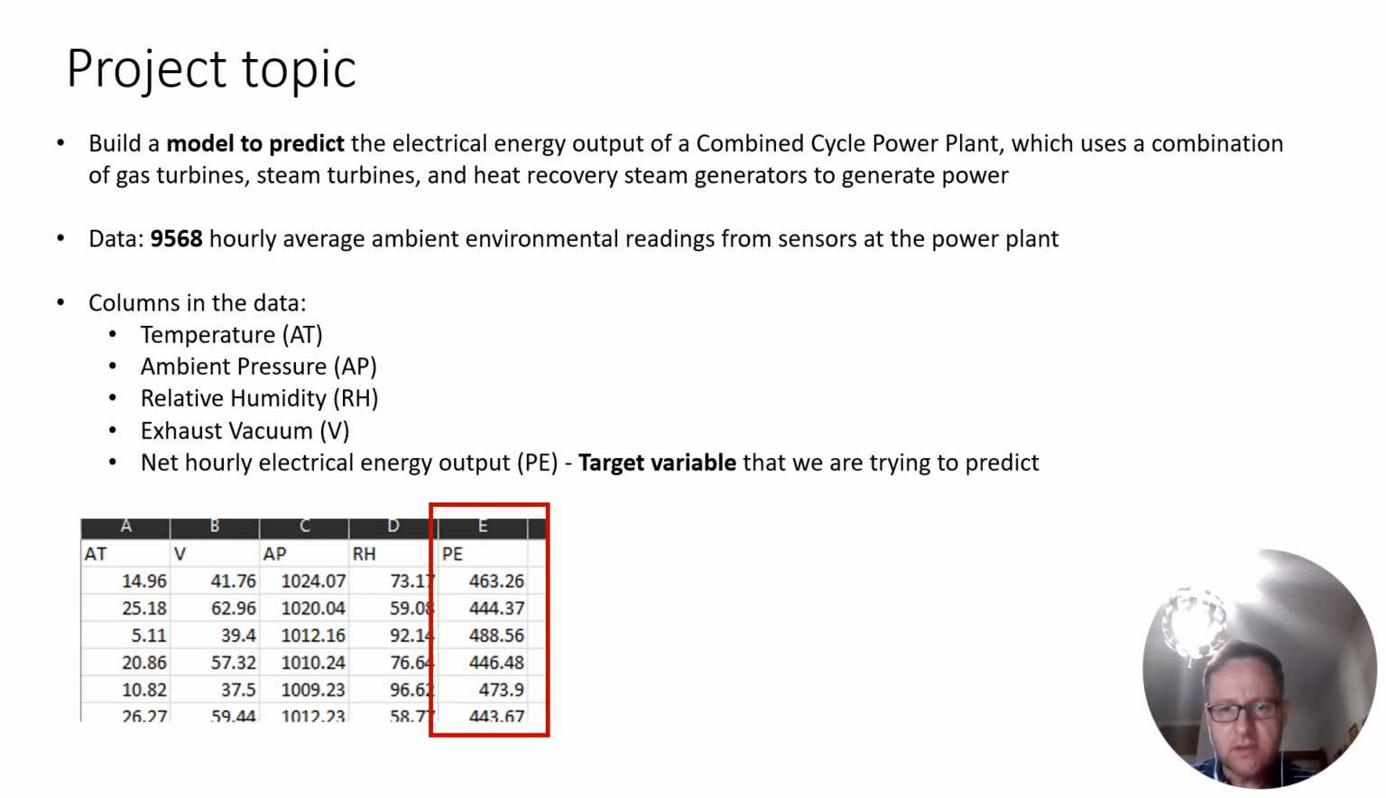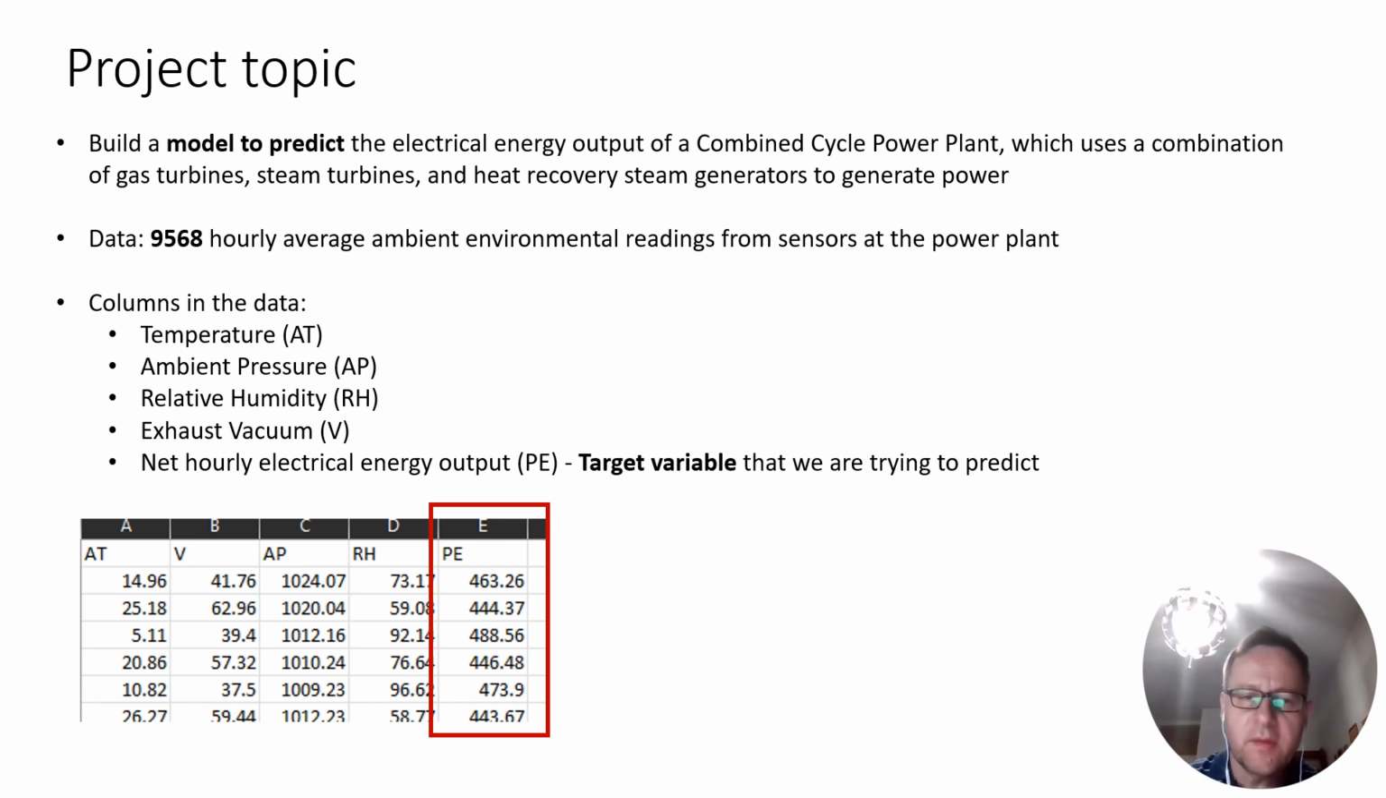The project topic is building a predictive model on predicting the electrical energy output of a combined cycle power plant. The data set itself that we were given contains 9,568 observations showing hourly average ambient environmental readings from sensors at the power plant.